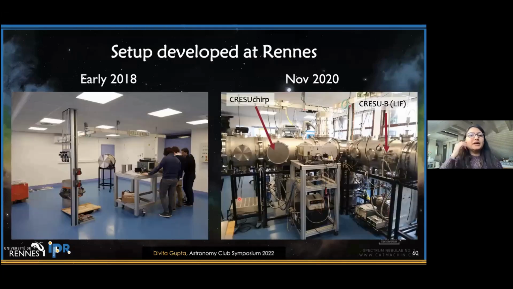So that's what we did. And this is a picture you can see over here. In early 2018, mid-September 2018 is when I joined, and it was an empty room. And then by the time I left, what we had is two different setups. We had the LIF measurement setup, which I already talked about, which was already there, just moved from the basement to the first ground floor. And then what you also have is a Cresu chirp apparatus over here as well.